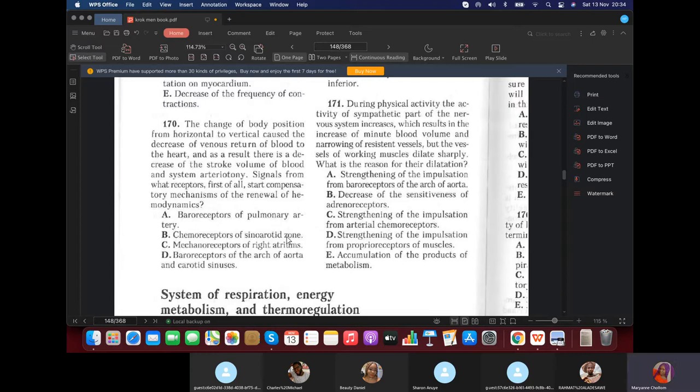Okay, it makes sense. Why? Because I just explained this. So the blood went down. As a result, there is a decrease of stroke volume, of course, because there was not enough blood entering the heart. And arterial tone. Signals from what receptor, first of all, will start to compensate? So remember, I told you that we have the immediate regulation, short and long term. Maybe in my spare time, I might do a video and send to you people. But you should know that, first of all, it has to be the immediate response. So that's why it will be the baroreceptor. And maybe I did not mention this, but your baroreceptors are located in the arch of aorta and carotid sinus.